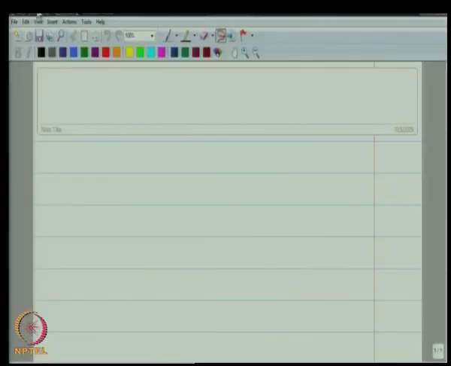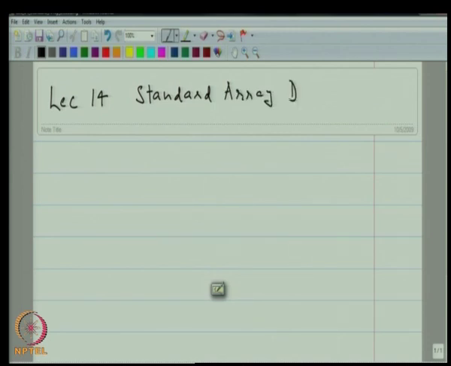So, with that preview, let us go back to our present lecture, and I am going to call this standard array decoding. So, this will be our lecture 14. All right.